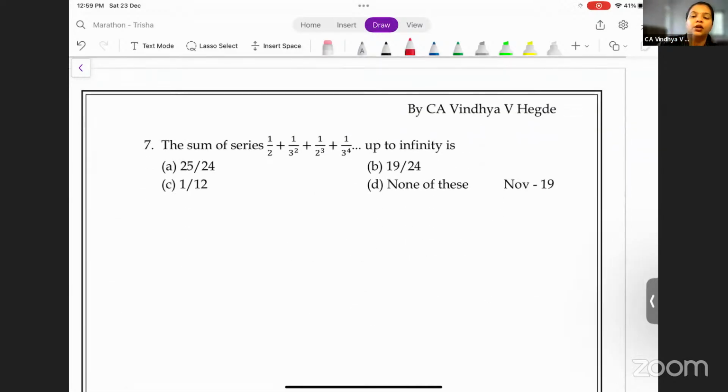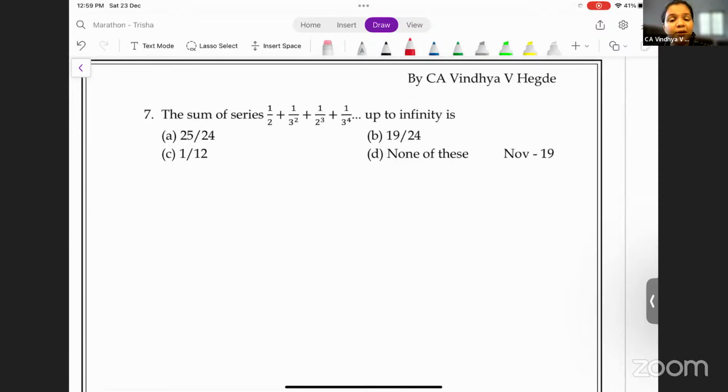Okay. Question number 7. We'll quickly finish this. We have a few questions. We'll finish it off in 5 minutes. Okay. So here they have asked us the sum of the series. If you observe this very carefully, as it is given in the question, it does not follow a GP.